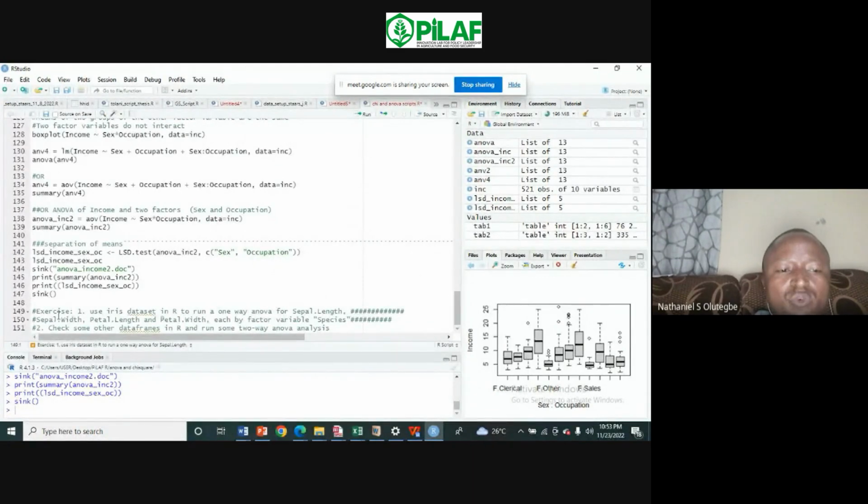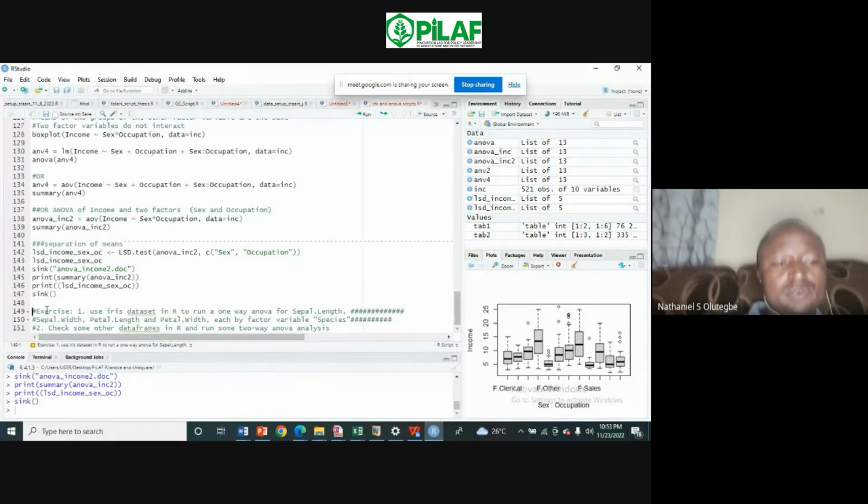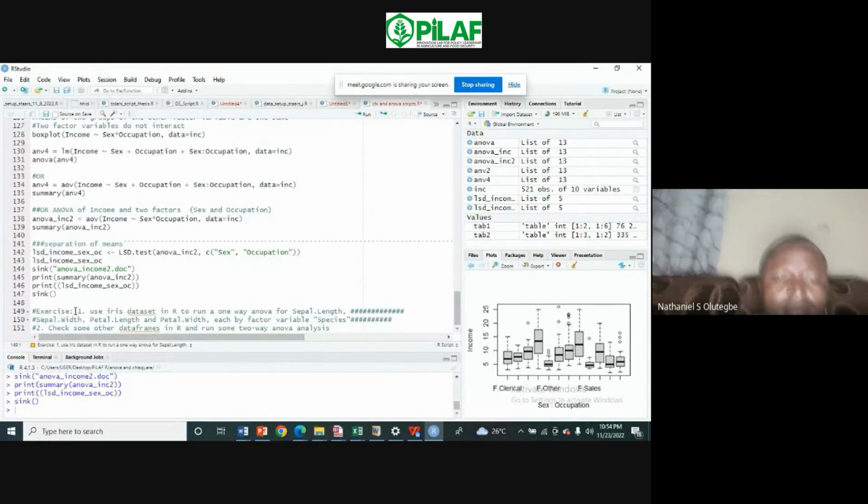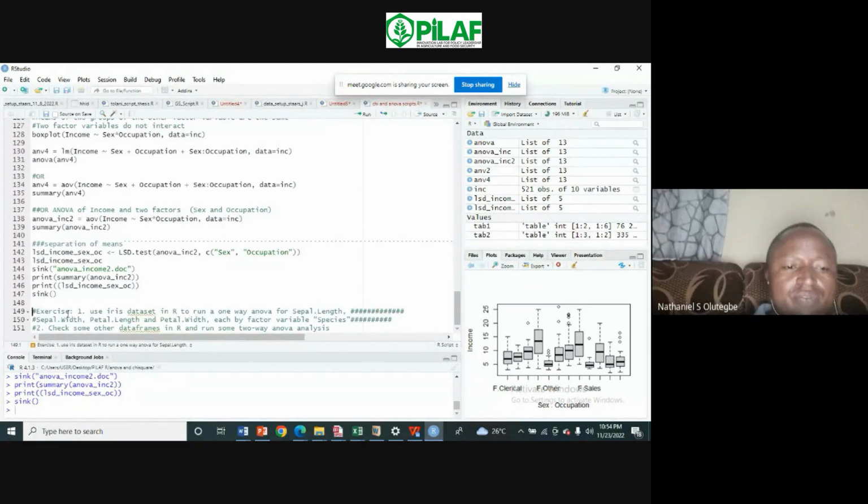But in order to help us, I've been able to come up with two exercises. One clearly defined, and the other one is not so defined. The first one says that we should use the iris data set in R to run a one-way ANOVA for sepal length, sepal width, petal length, and petal width, each by factor variable species. Okay, we can easily do that.